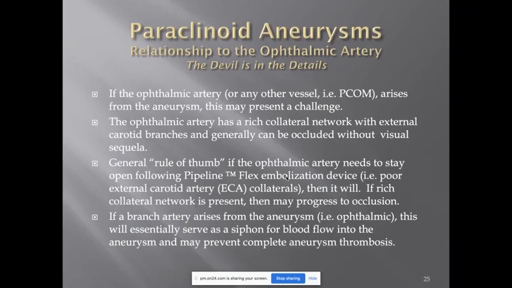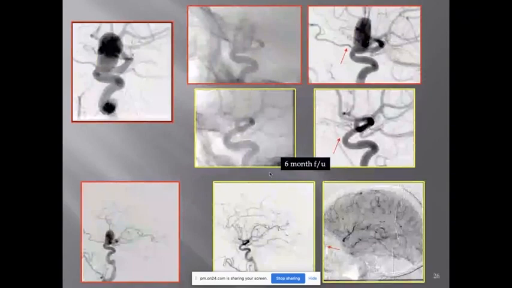So for example, the anterior choroidal artery, you can lay a pipeline across it with very, very low risk. If you lay the pipeline across the ophthalmic artery, if it needs to stay open, it'll stay open. If it doesn't need to stay open, meaning there's a rich collateral network from the external, it will often shut down. But this can also have implications on whether the aneurysm thromboses or not. And so, again, this is that case from the beginning that I showed, that near giant aneurysm that had the ophthalmic coming out of the base of the aneurysm.